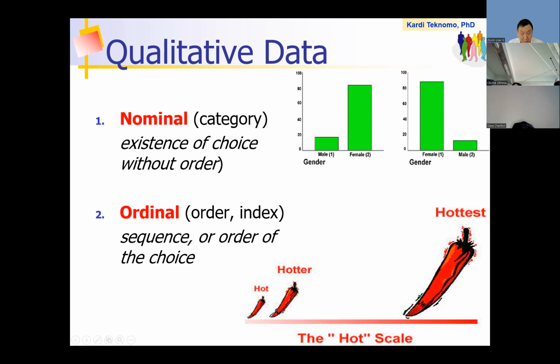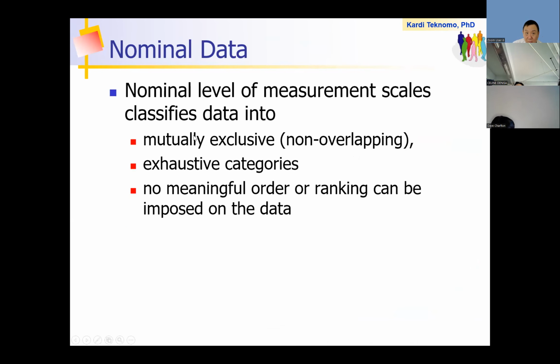So the second type of qualitative data is called ordinal. It has sequence, it has order. For example, from hot, hotter until hottest. So there is an order here. Nominal level of measurement scale is classified into mutually exclusive, non-overlapping categories. There is no meaningful order or ranking that can be imposed on the data.